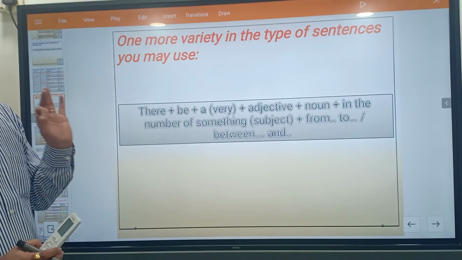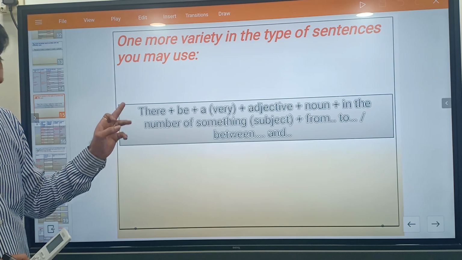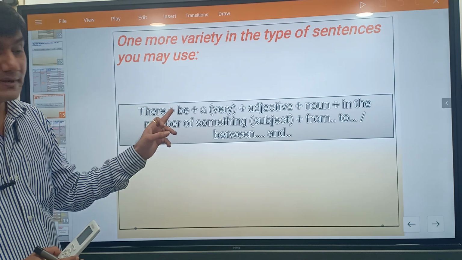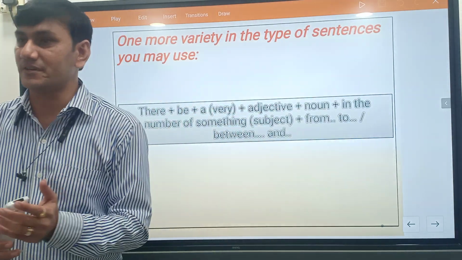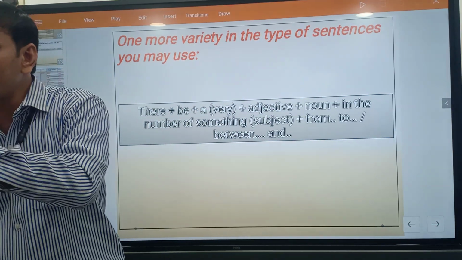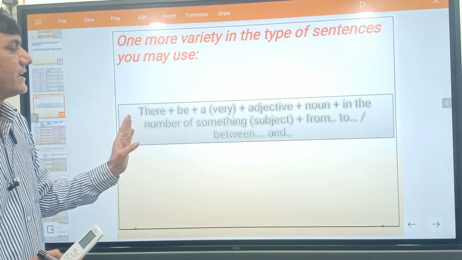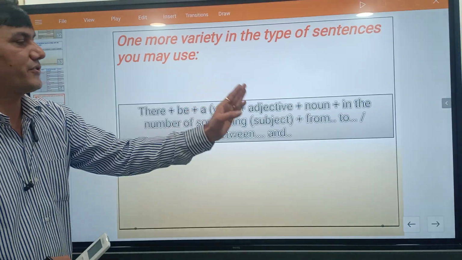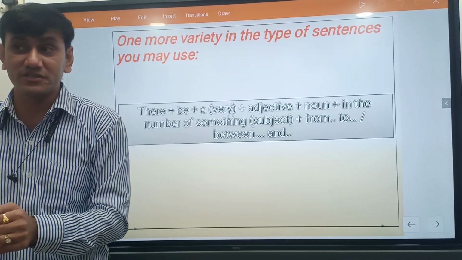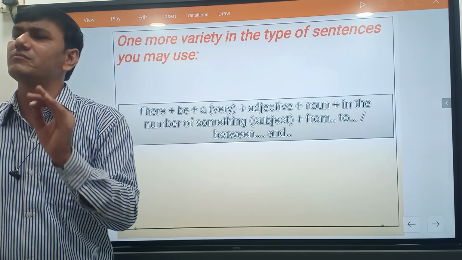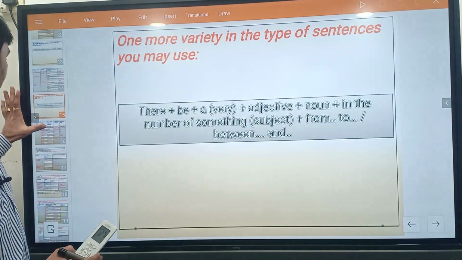Now, one more variety in the type of sentence you may use: there plus to be, is, was, were, will be, then an adjective and noun. There is an adjective-noun structure. First structure: verb and adverb. Second: adjective and noun, plus in the number of something, subject, from, to and between, and. This is the second type of structure. If you follow these two structures, you are going to get a band 6 or 7 very easily. Now let's see the structure.